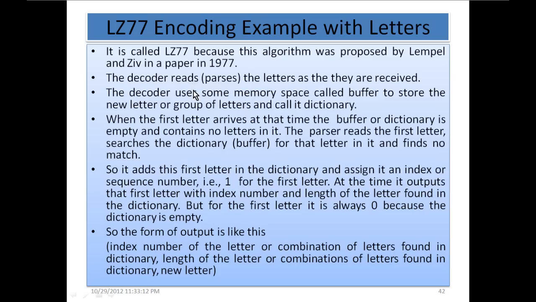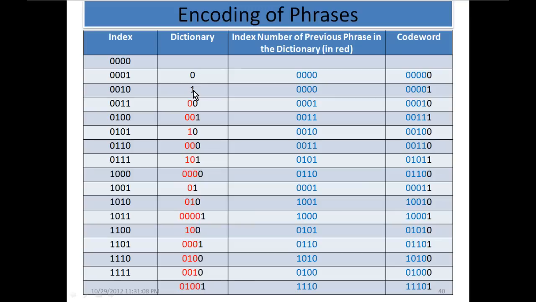Now this 1 is received after 0. Again, this 1 is not in the dictionary anywhere, although this 0 is added at index number 1, but this 1 does not exist in the dictionary. So the index number for this 1 is, again, there is no concatenation. No concatenation means the index number is 0000, so these 4 zeros are concatenated with this new bit 1, so this is a new code word.